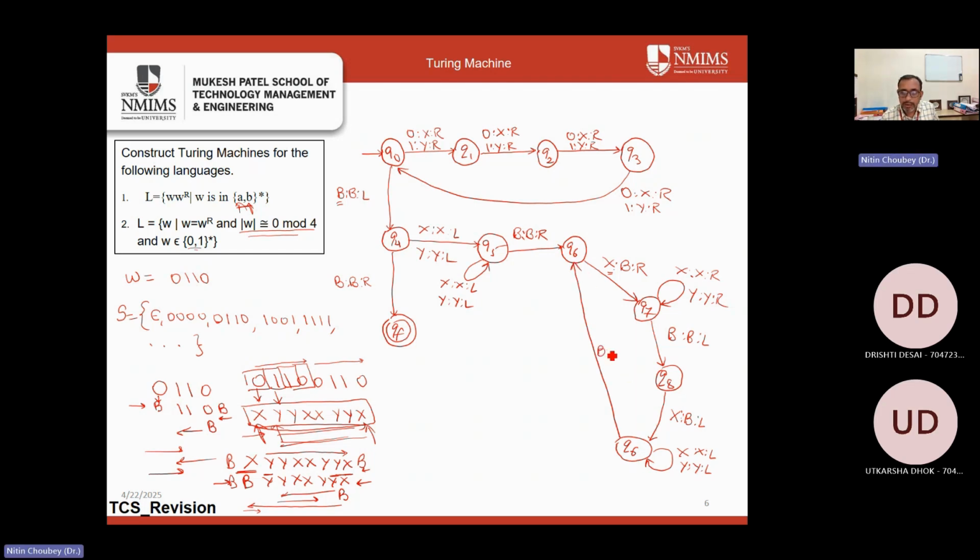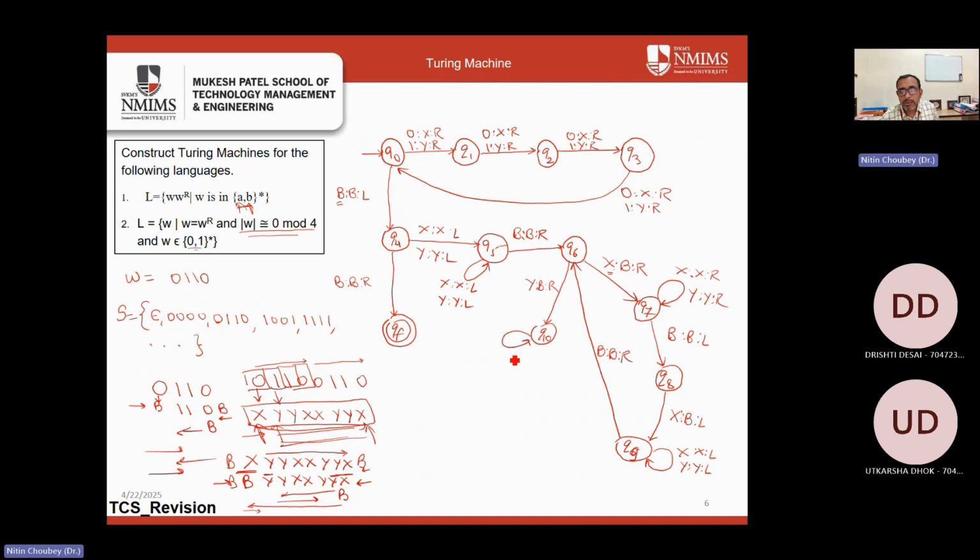So blank, blank, right. Once you receive this blank, blank, right, if the symbol after that is X, we will follow this whole path. But if the symbol is Y, we need to have another path similar to earlier examples. That would be Y, B, R, Q7, Q8, Q9, 1, 0.